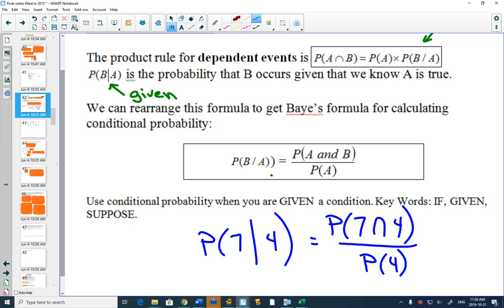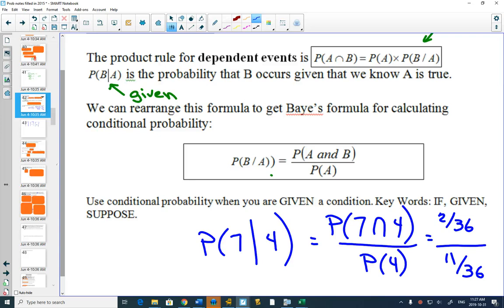So our formula, if you looked at your diagram, how many 7s have a 4 out of the 36? 3 and 4 or 4 and 3? 2 out of 36. How many of the numbers out of your 36 have a 4 in them? Those are the ones I circled to begin with. There are 11 out of 36.